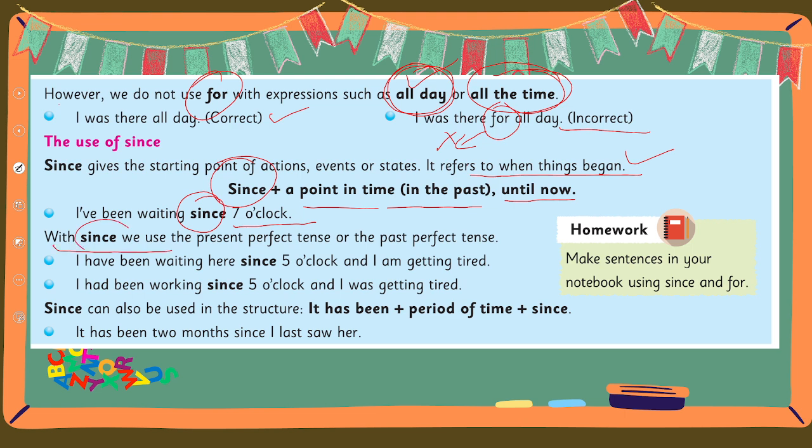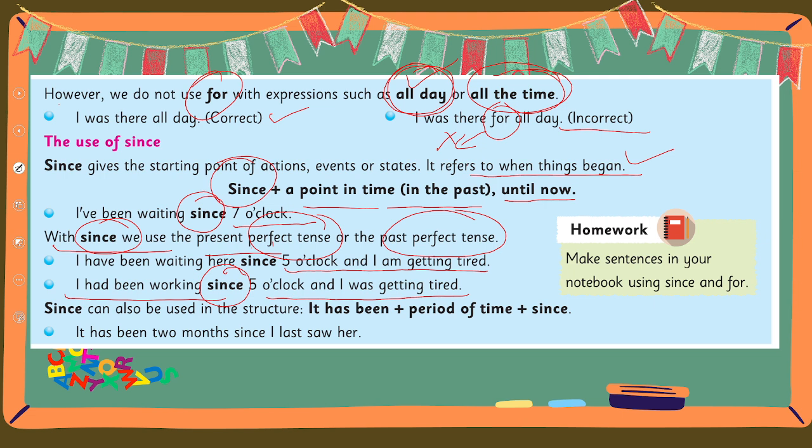With "since," we use the present perfect tense or the past perfect tense. For example, "I have been waiting here." Now you have been waiting in the past. For how long? From when? You have been waiting here since 5 o'clock and I'm getting tired. It means the action is continued. "I had been working since 5 o'clock and I was getting tired." So you can use the present perfect tense or the past perfect tense. So in the present perfect tense and past perfect tense, the use of "since" is done.